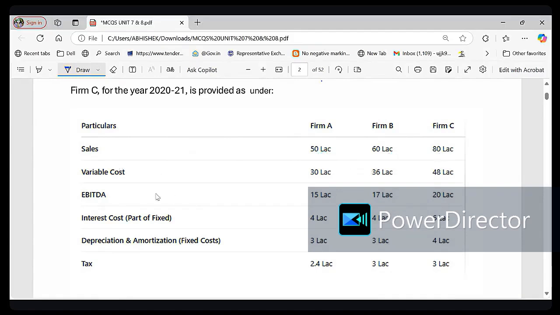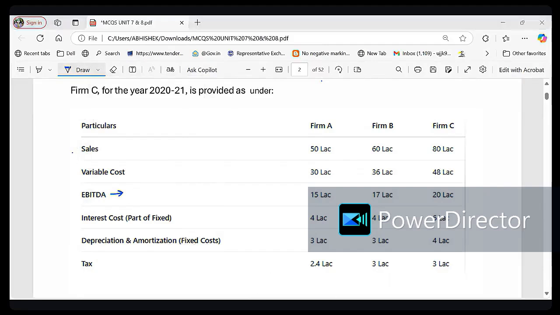Variable cost, EBITDA. You know what is EBITDA? Earning before interest, tax and depreciation. That is called EBITDA. That is given, right? 15 lakh, 17 lakh and 20 lakh. And then we have interest cost, which is a part of fixed cost, and then depreciation and amortization, which is also fixed cost. And then we have the tax. So these data have been given. Such type of case studies are asked in the examination.